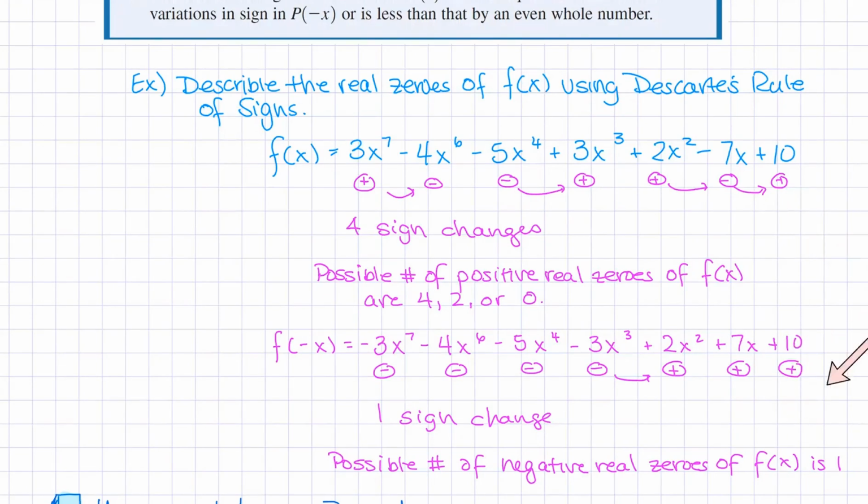Honestly, Descartes' rule of signs, some people use it a lot more. I don't use it that much. There are some times, though, when it comes in handy.